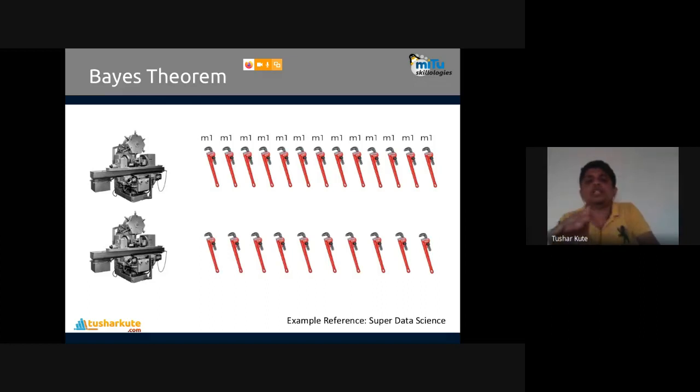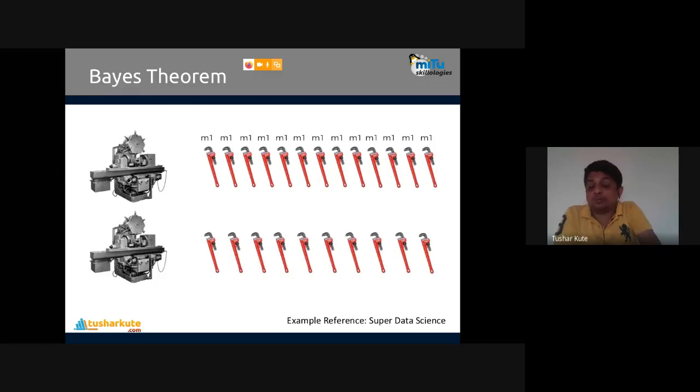Because machine 1 has manufactured, let's count: 1 2 3 4 5 6 7 8 9 10 11 12 13. 13 are there, and here 1 2 3 4 5 6 7 8 9 10. So 3 extra spanners are manufactured by machine 1. It means that we can say that machine 1 is faster than machine 2. Okay, that's fine.